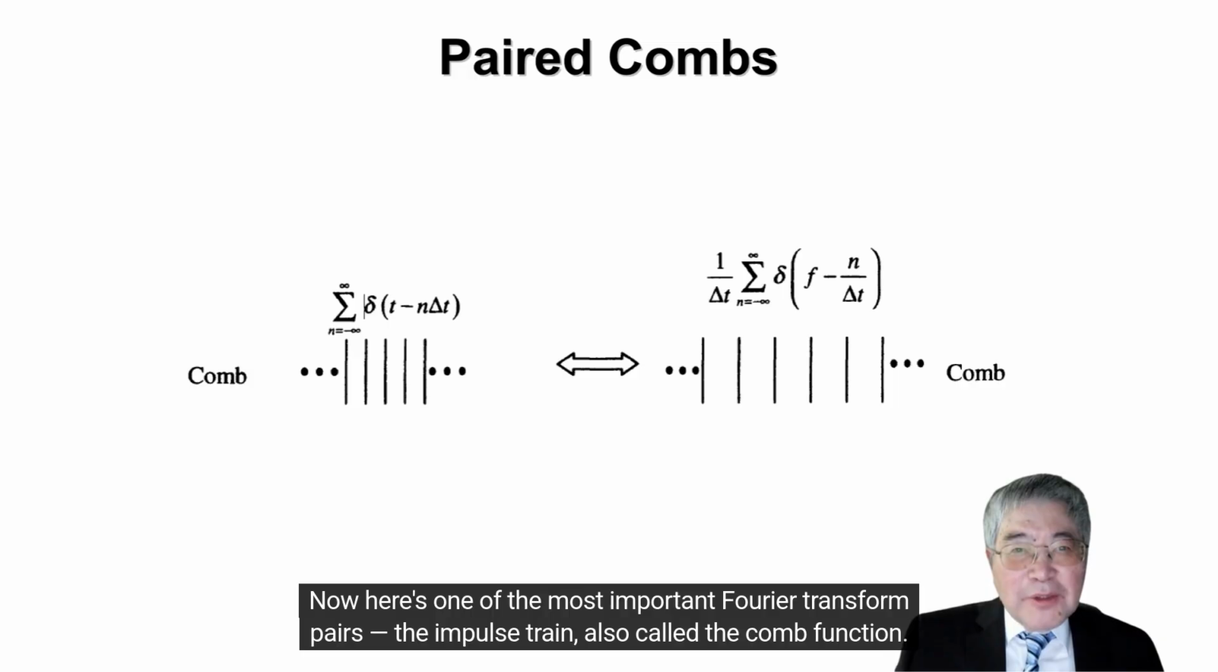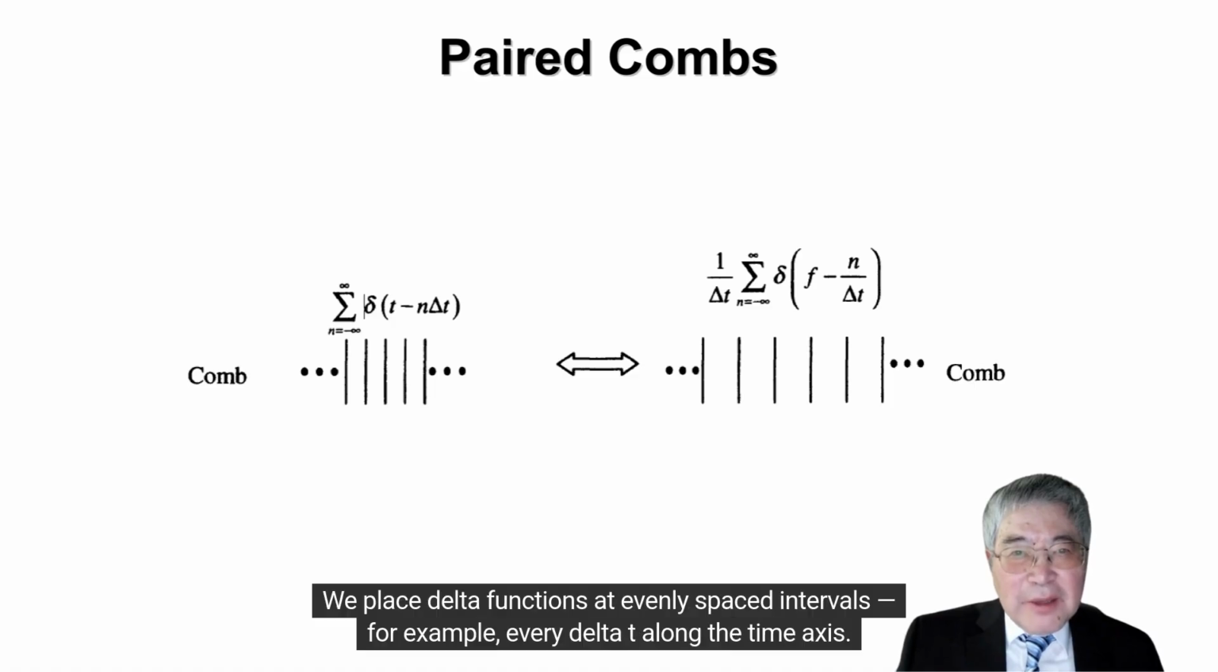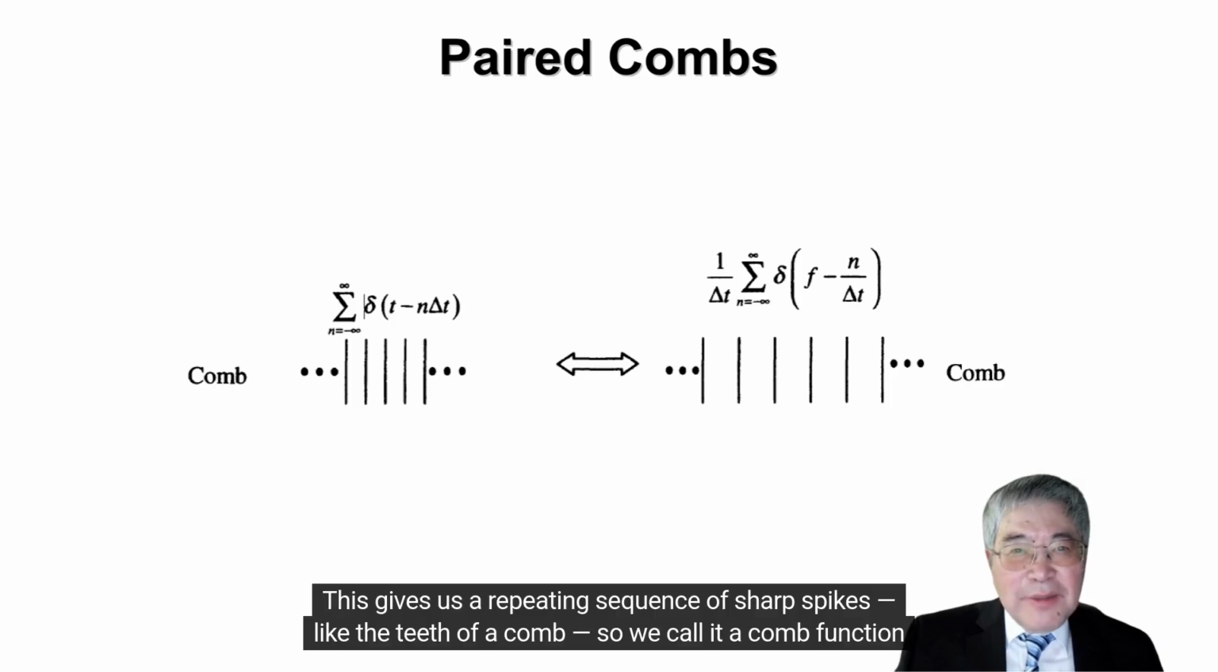Now here's one of the most important Fourier transform pairs, the impulse train, also called the comb function. Think of it this way. We place delta functions at evenly spaced intervals, for example, every delta t along the time axis. This gives us a repeating sequence of sharp spikes, like the teeth of a comb, so we call it a comb function in time.